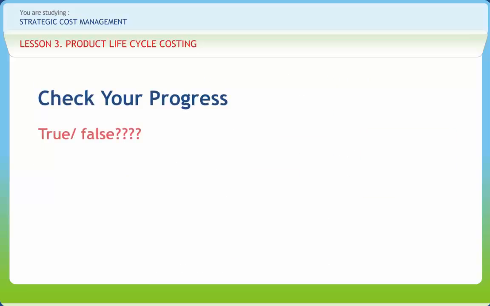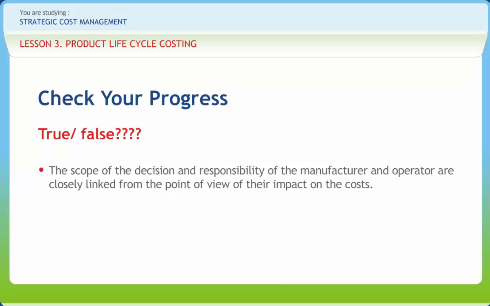Now let us check if you have understood the various concepts discussed in this lesson clearly. The scope of the decision and responsibility of the manufacturer and operator are closely linked from the point of view of their impact on the cost. Right or wrong? Right.